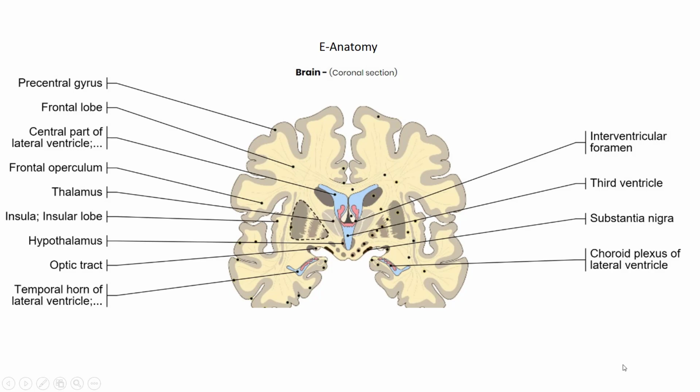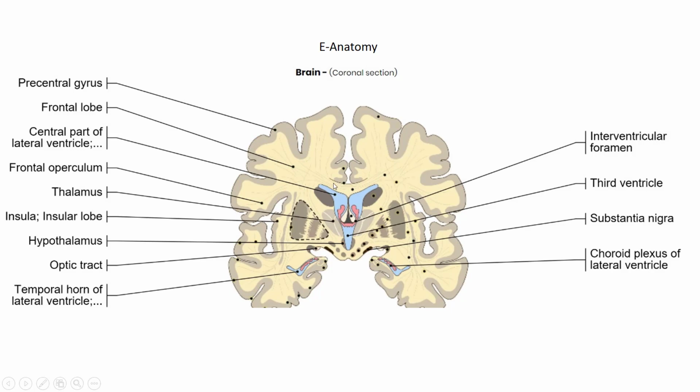This coronal illustration from e-anatomy shows the corpus callosum nicely. So this is the corpus callosum here, and as you recall, it runs along the superior border of the lateral ventricles. So here are the lateral ventricles, the right anterior horn of the lateral ventricle and the left anterior horn of the lateral ventricle, as well as the third ventricle. And the corpus callosum connects the left and right hemispheres of the brain.